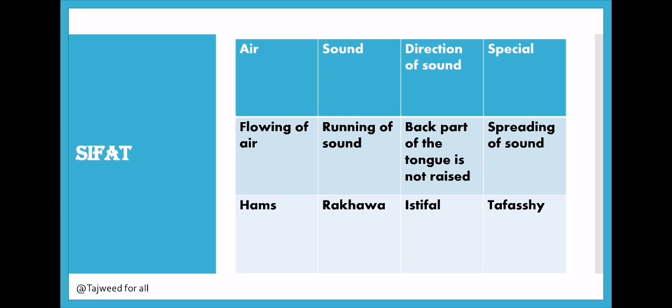Now you will check the sifat of the letter sheen. As you can see, you can feel lots of air in your hand. It is hams. Then it is rakhawa, since the makhraj is open.